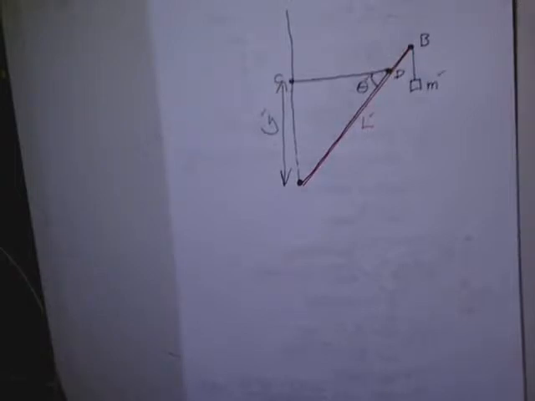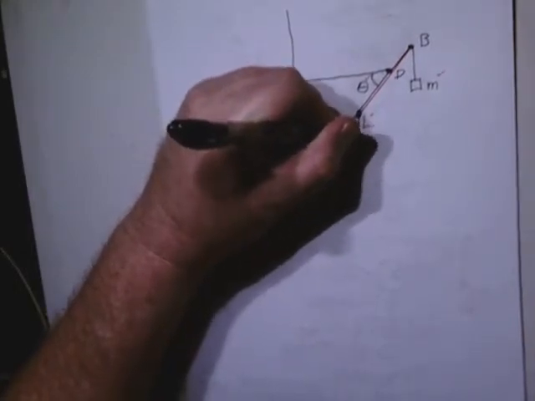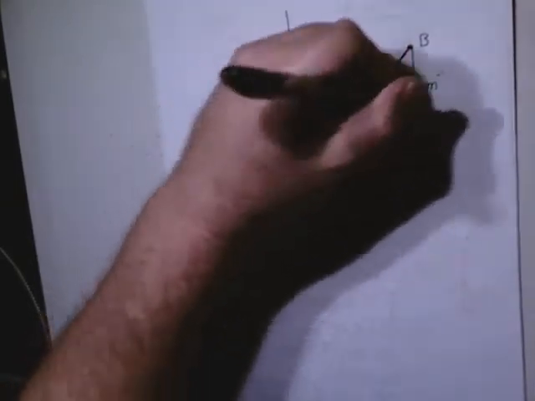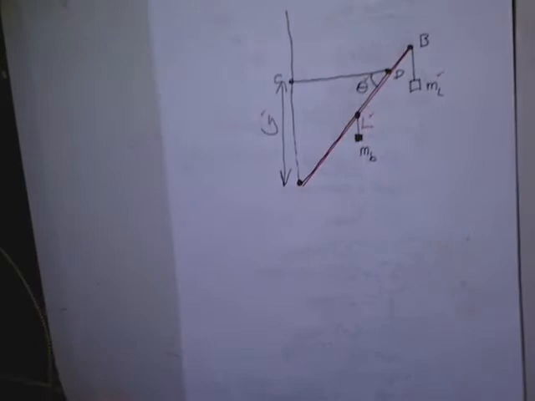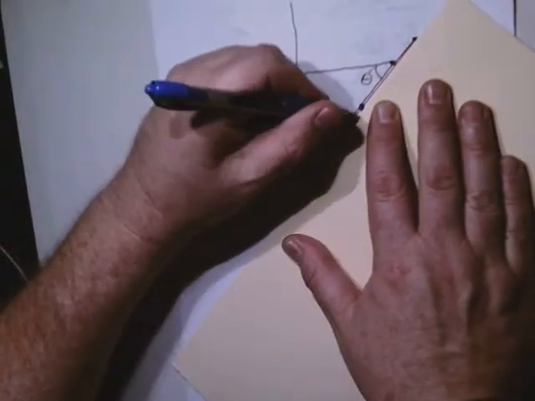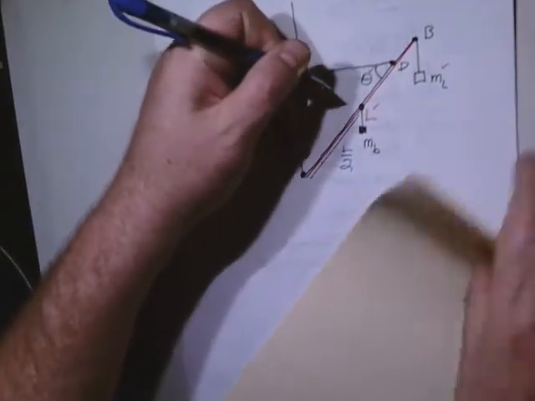Oh, and I know the mass of the bar, and this is the mass of the light. The mass of the bar is at its center of mass, so obviously its distance from there to there is L over 2.